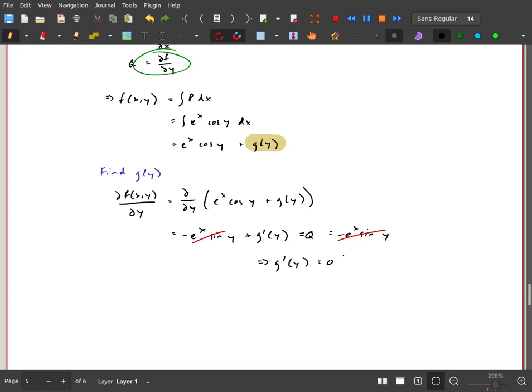So what does that translate to? That translates to saying that if we differentiate this integration constant with respect to y, we get 0, which means that this integration constant does not depend on y. So this means that g of y will be equal to some constant k, where k is a true constant, it doesn't depend on x and doesn't depend on y.